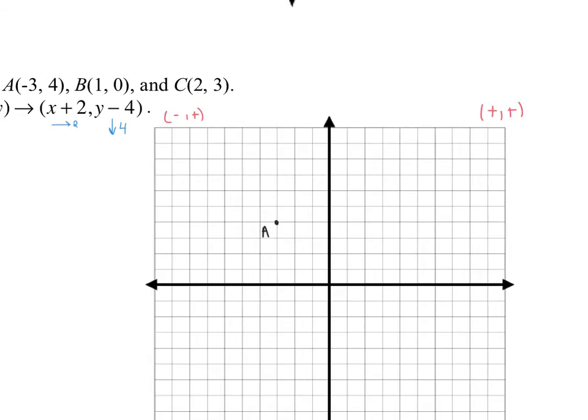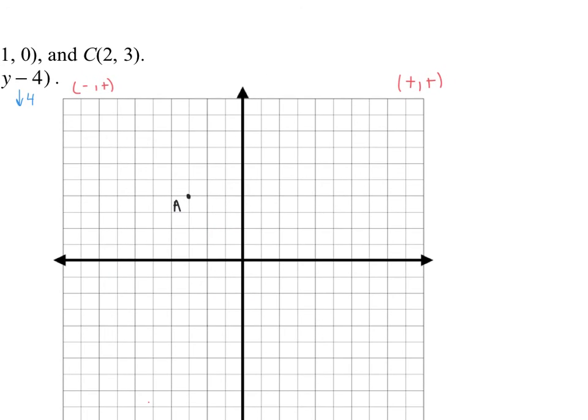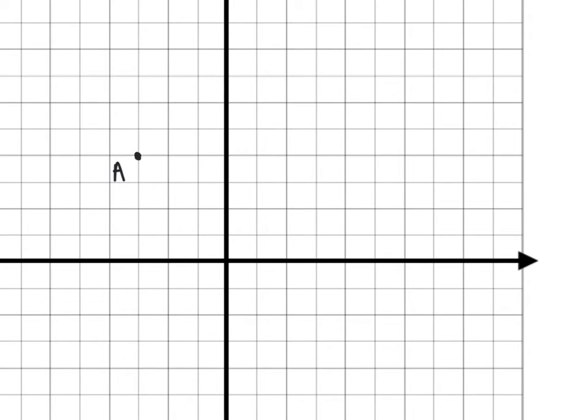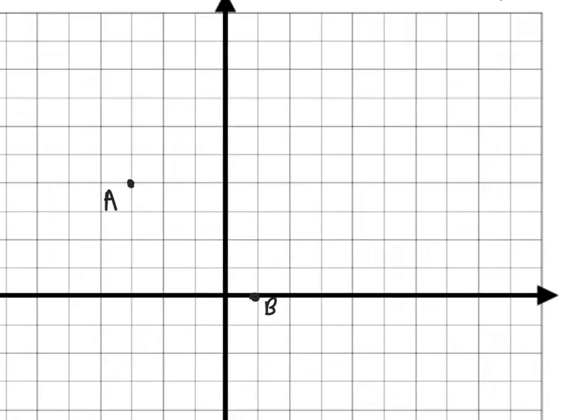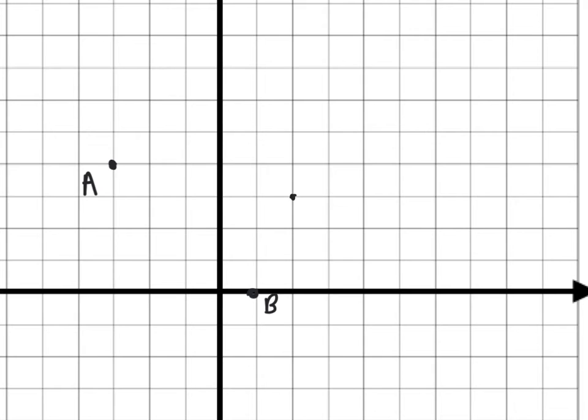I'm now going to plot (1, 0). If you missed the Zoom, you missed a very good discussion on why this is (1, 0). Just a heads up. And now I'm going to go to (2, 3). So I'm going to go out 2, up 3. And this is C prime. I'm now going to connect those points with red lines.